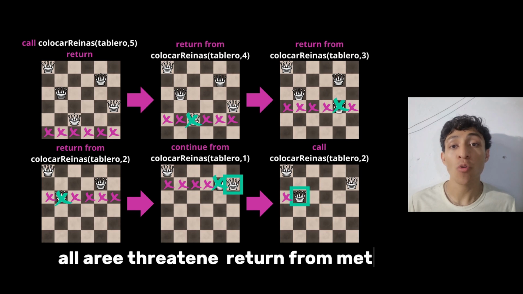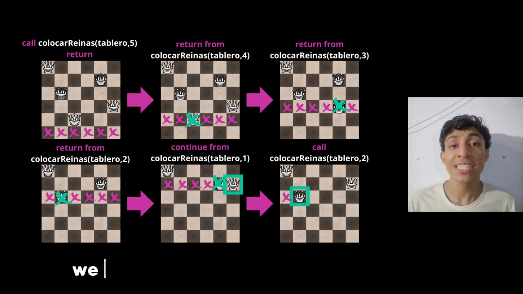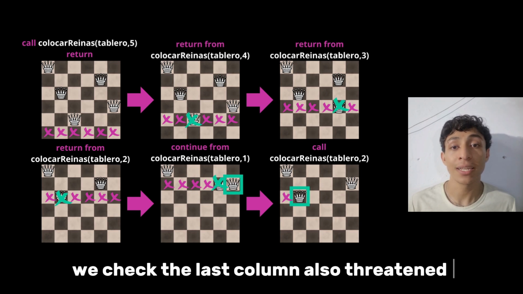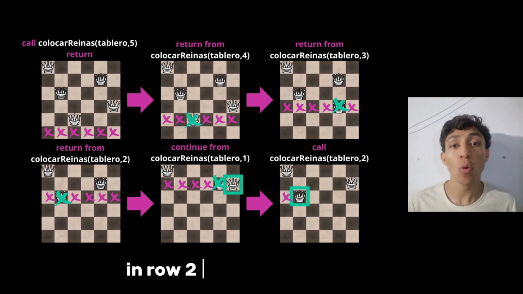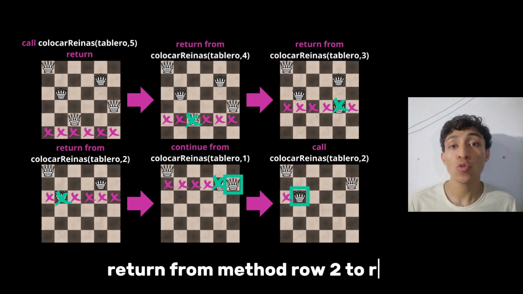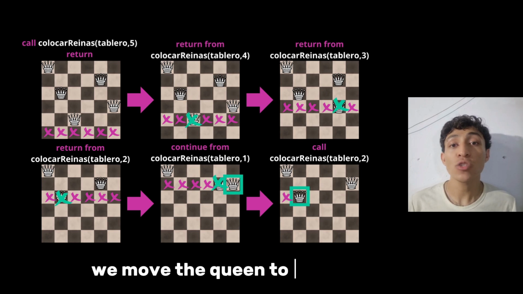Return from method row 4 to row 3. We check the last column, all unsafe. Return from method row 3 to row 2. In row 2, no column is available. Return from method row 2 to row 1. We move the queen to the last column.